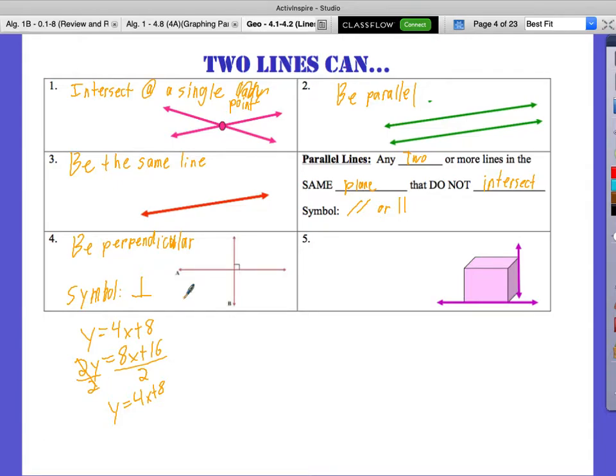Okay. And then our last thing they can be, if anybody remembers, they can be skew. Now, what skew means is that they don't intersect, but they're in different planes, okay? So parallels, they don't intersect. Is it one word or is it two? Two, sorry. They can be skew, like be perpendicular, be the same, be skew.